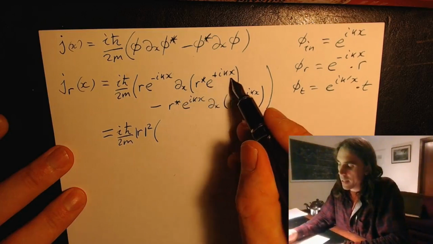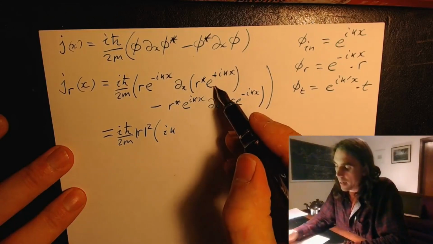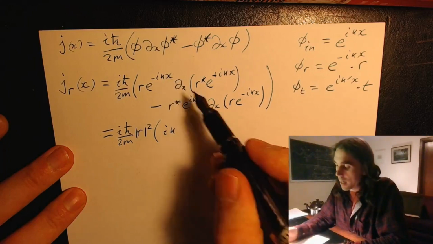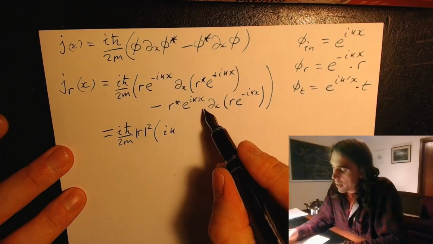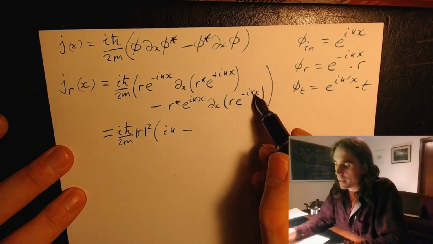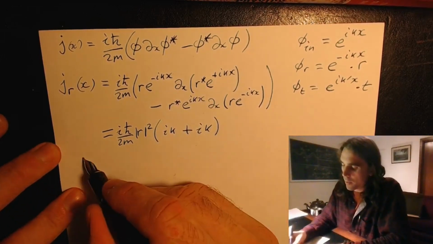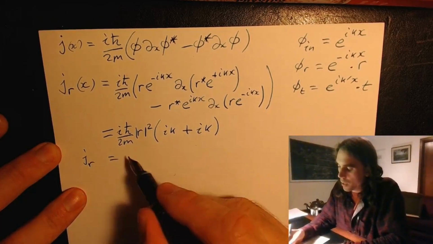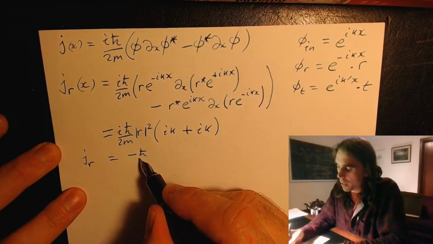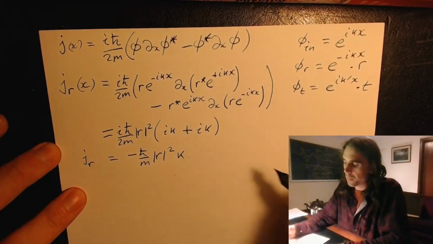d by dx acting on e to the i k x brings down an i k, and it just leaves e to the i k x still. The e to the i k x cancels with the e to the minus i k x, and so that's all we get. And then we would have a minus here, e to the i k x, and d by dx on e to the minus i k x brings down a minus i k. Minus and minus is plus, so we actually get a plus i k. And so we find that j r is equal to, 2 i k here, the 2 cancels with the 2 here, minus h bar over m, modulus r squared, k.